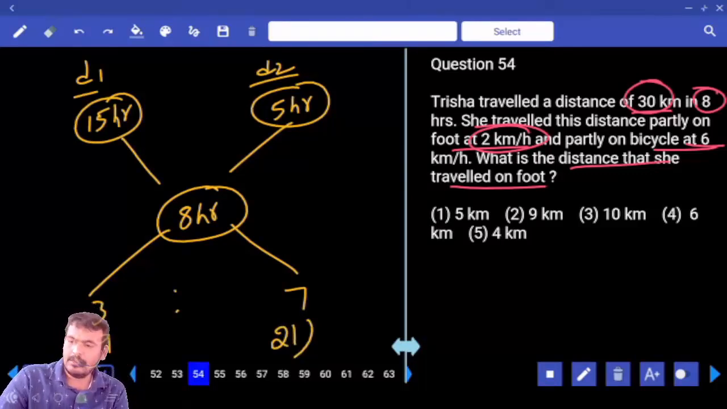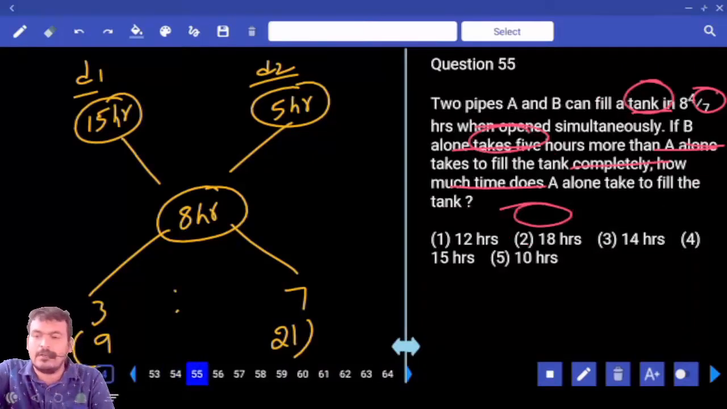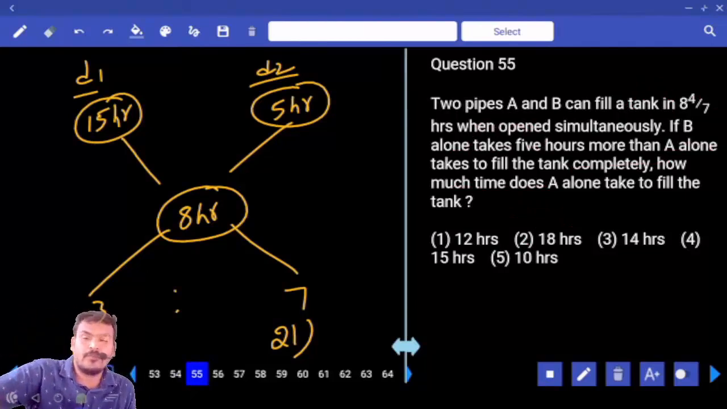What is the answer? 9, or not? On foot or on bicycle? On foot. We required how many kilometers? 9 kilometers. D1 or D2? D1. Next, question number 55.